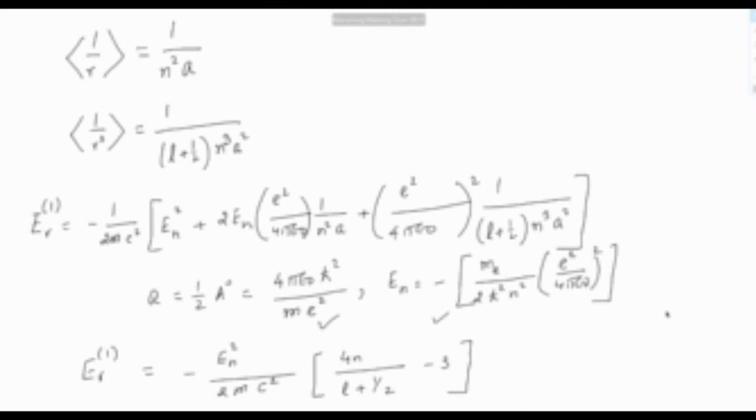Now I am disconnecting it, I am going to reconnect it, and I will start the discussion on spin orbit coupling. Okay. Now we are going to discuss spin orbit coupling. Okay.